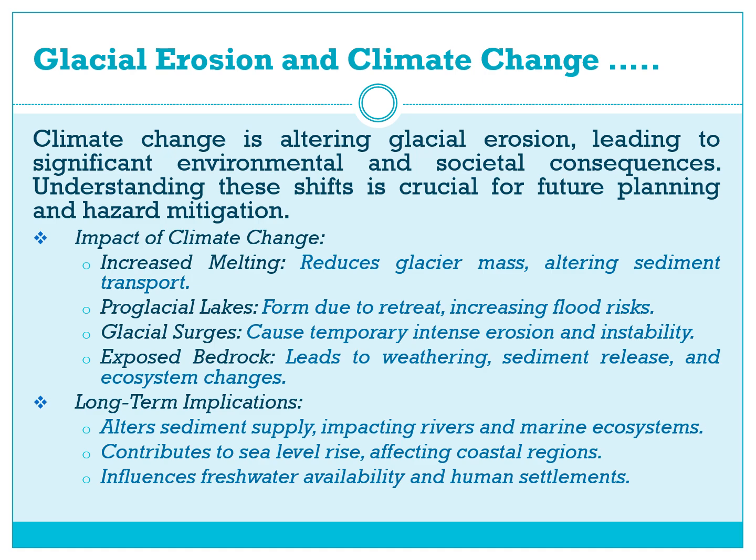Glacial erosion and climate change. Climate change is altering glacial erosion, leading to significant environmental and societal consequences. Understanding these shifts is crucial for future planning and hazard mitigation. Impact of climate change. Increased melting. Increased melting reduces glacial mass, altering sediment transport. Proglacial lakes form due to retreat, increasing flood risk. Glacial surges cause temporary intense erosion and instability. Exposed bedrock leads to weathering, sediment release, and ecosystem changes.